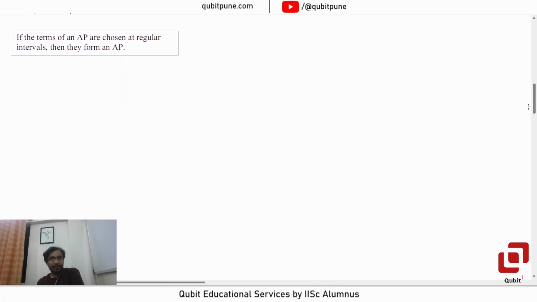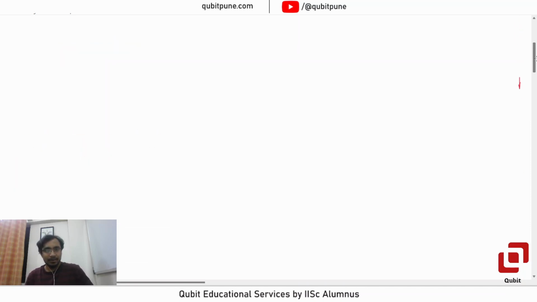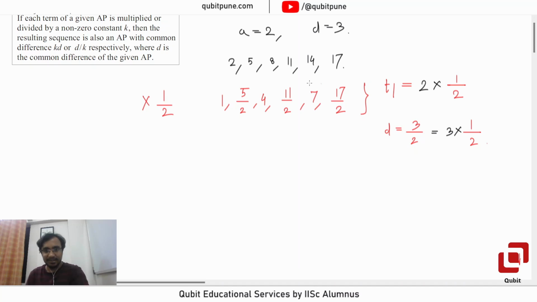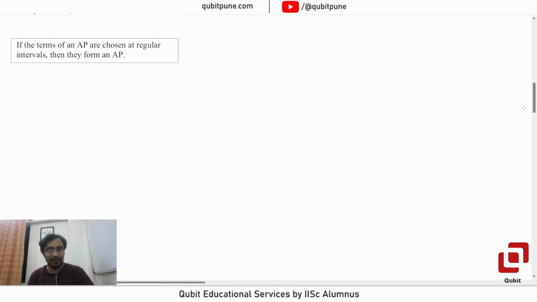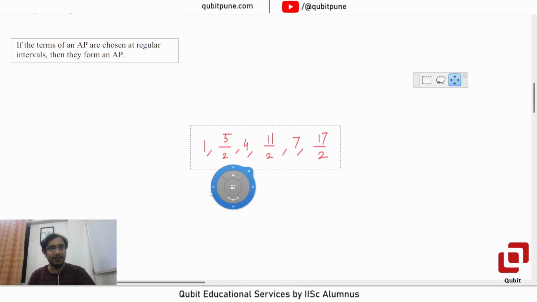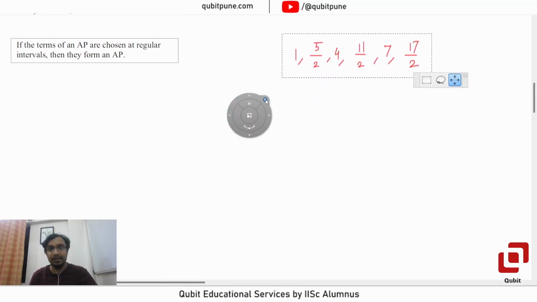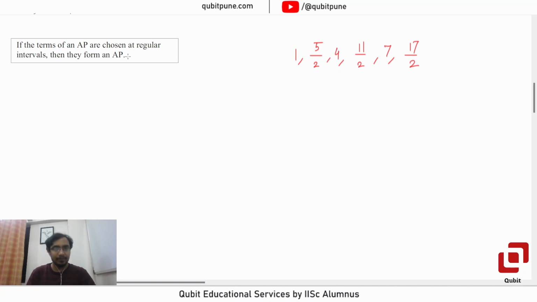Yes. Now this, we can again pick our previous example for this. If terms of an AP are chosen at regular intervals, then they also form an AP. To put that point, let us consider the same AP here. When I say if we choose terms at regular intervals, it means the gap should be same.